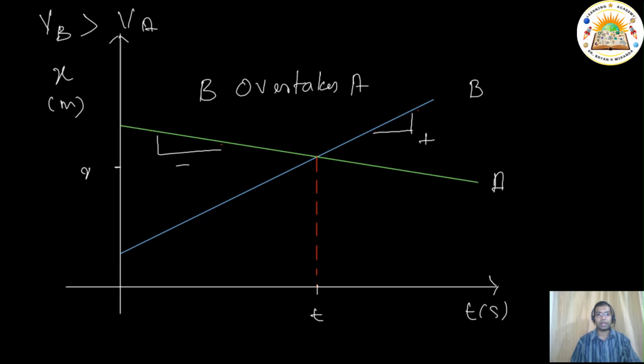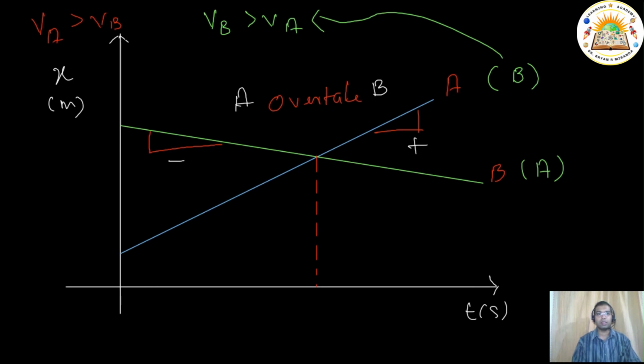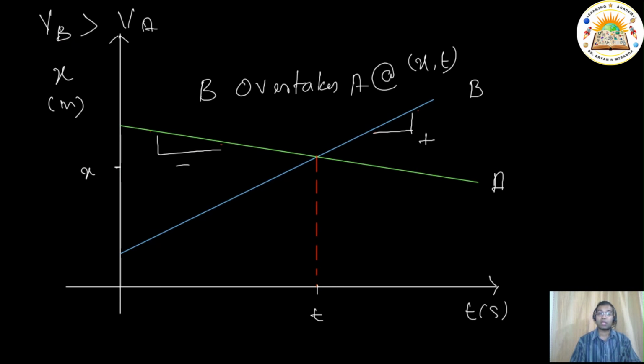It happens at a particular distance at a particular time. So if I take this to be, let's say, at x comma t, so for a given time at that particular distance. Similarly here, A overtakes B at x comma t. So for a given time and for a given displacement that is there. Now we can have another case also.